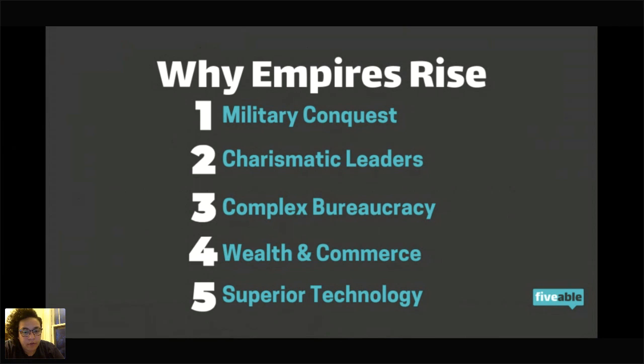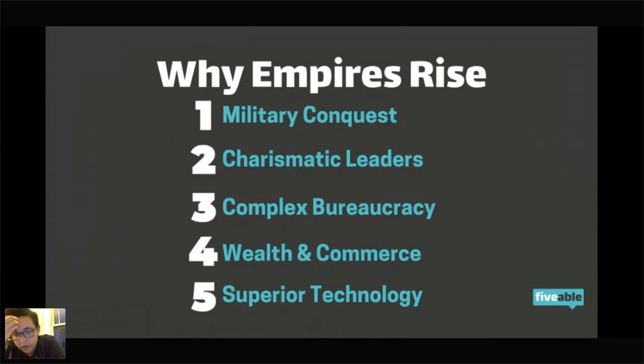You have charismatic leaders who bring the empire together, right? You need someone to rally people together and then to lead. The fact that there's a bureaucracy is necessary. You can't have a full force empire without it. You have to have a bureaucracy to manage that size of an empire.